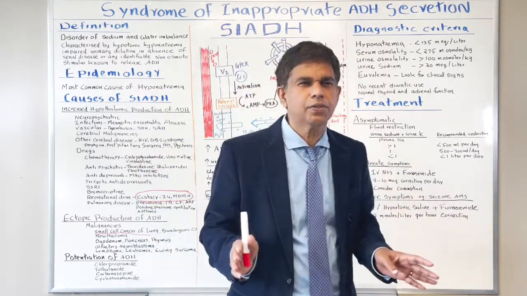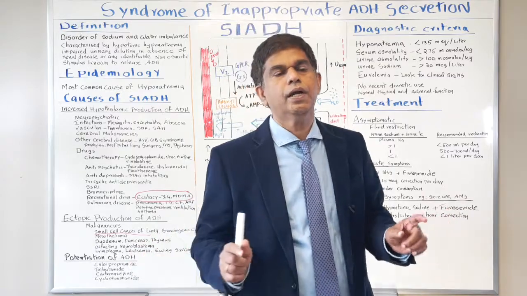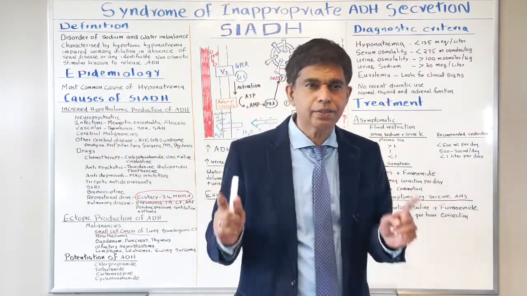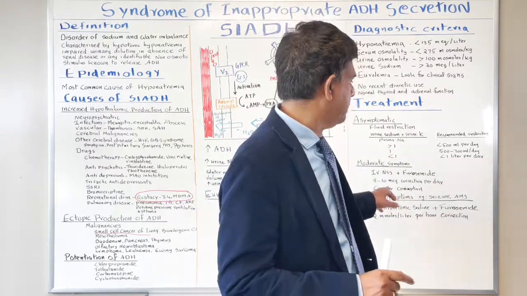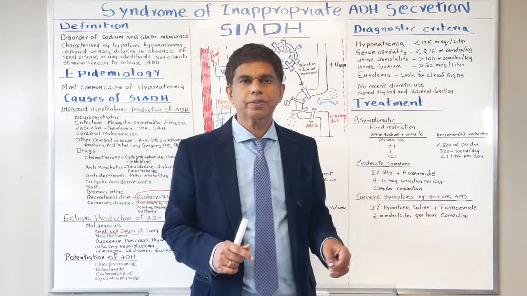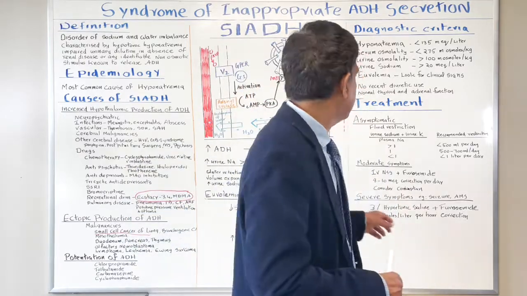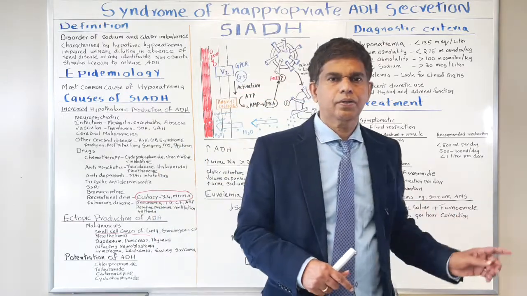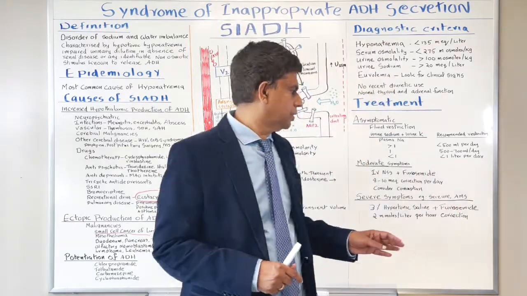So maybe 8 to 10 milliequivalents for 24 hours. If you correct too much, then you can have brain edema, osmotic demyelination syndrome, all that happens. Very, very important to correct only 8 to 10. And then you can use the vasopressin antagonists, which block the V2 receptor, which is conivaptan or tolvaptan, and all of those things you can use, okay?